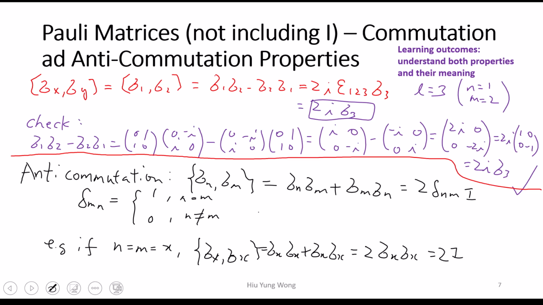That is very natural, right? If n equals m, we're talking about the same matrix, so it's just equal to I. But if they are not the same, it turns out to be 0. Okay, so this is very important. I'm not going to prove it, right? If n is not equal to m, then sigma n, sigma m plus sigma m, sigma n equals 0. You can try to prove it, but let's just take it for granted here. It's easy to prove because you just need to go through the combinations.